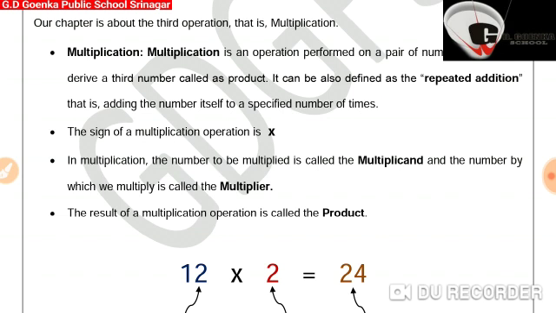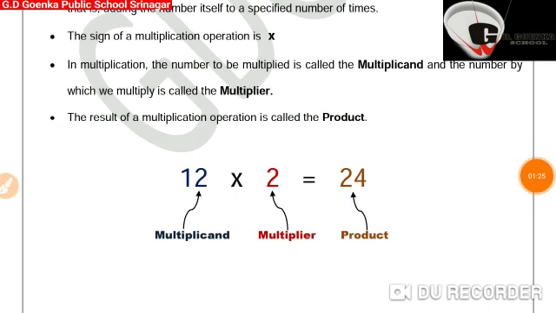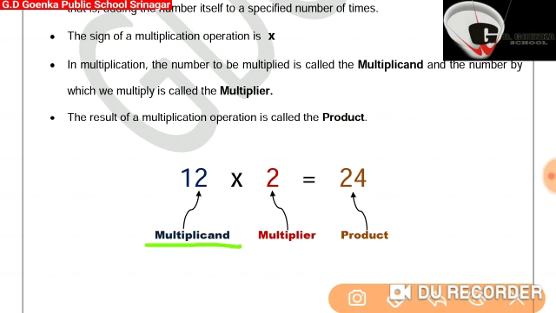The sign of the multiplication operation is this sign. In multiplication, the number to be multiplied is called the multiplicand, and the number by which we multiply is called the multiplier. That is, in the example, 12 into 2, 12 is the number that is to be multiplied and is known as the multiplicand, and 2 is the number by which we multiply and is known as the multiplier. And the result of the multiplication operation, that is 24, is called the product.